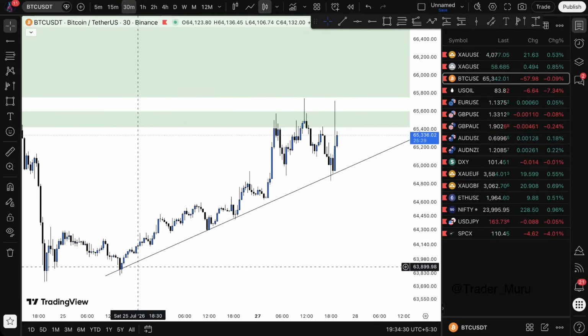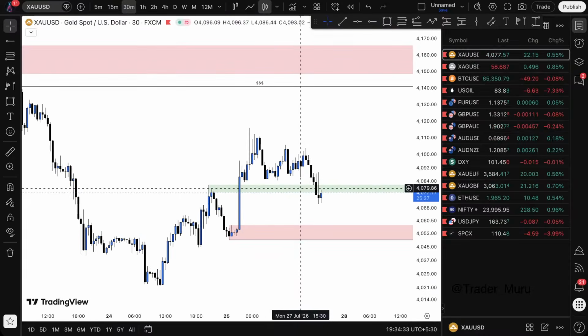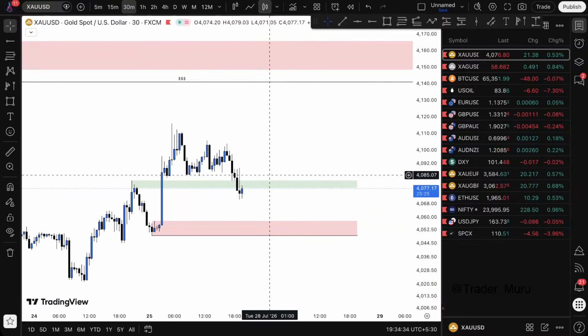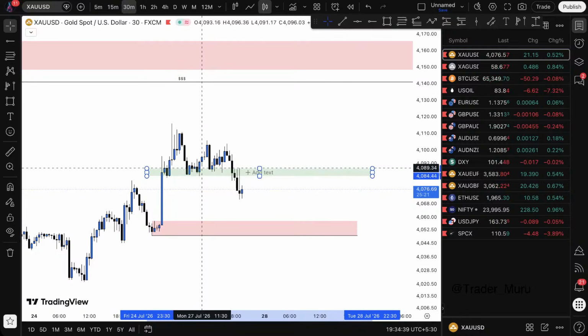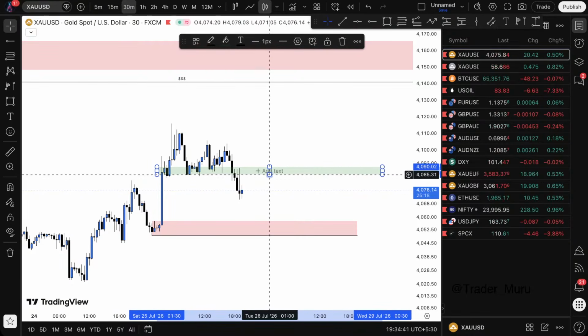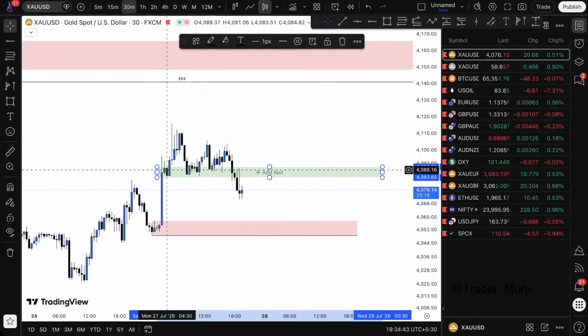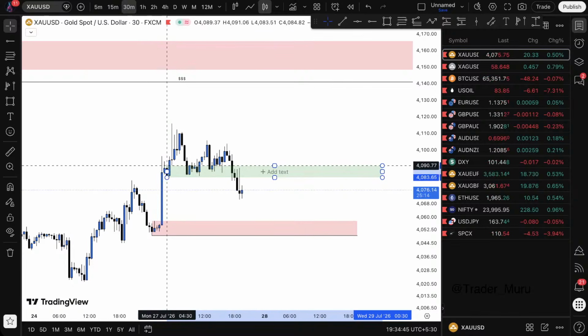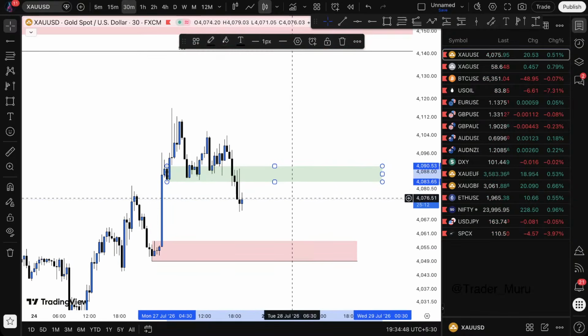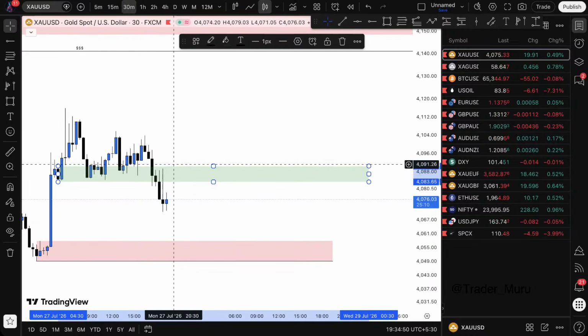BTC is still not breaking trend line. And if you want to short gold, the only area looking good is this one. But you should have stop loss above it, just above it. 91 or 92. It is a good stop loss.